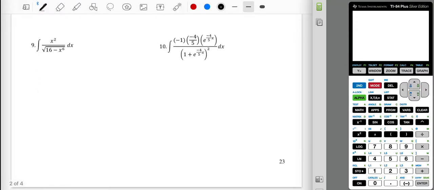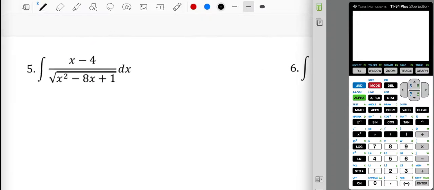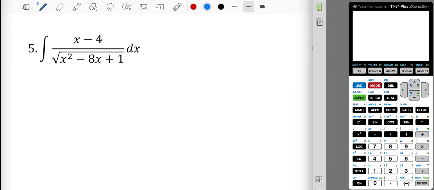Looking at page 23, more instances in which u substitution is involved. You see something like number 5 is very consistent with what we've been doing before. You see we got this big beefy expression in the radicand in the denominator. So we'll try making that our u.